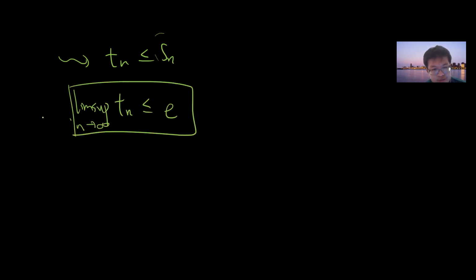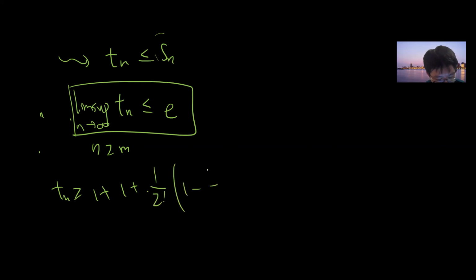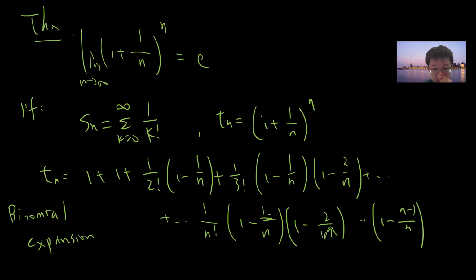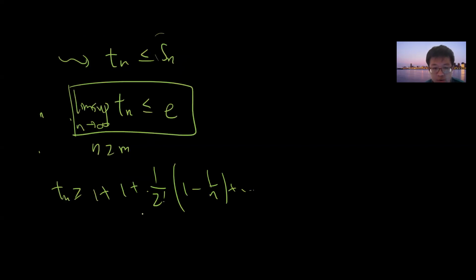Right, so we have this. Okay, so let's say for n greater or equal to m, we can see that Tn is greater or equal to 1 plus 1 plus 1 over 2 factorial, up to 1 minus 1 over n. So this is the same, right? But I only, when n is greater than m, I only cut up to m, right? So I only cut up to this guy.